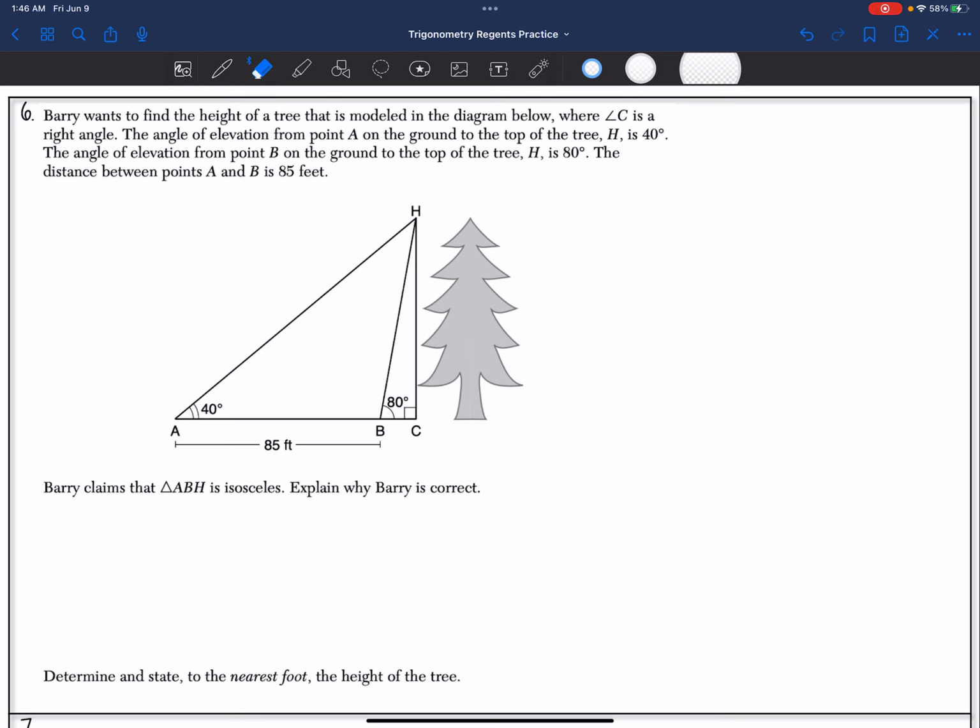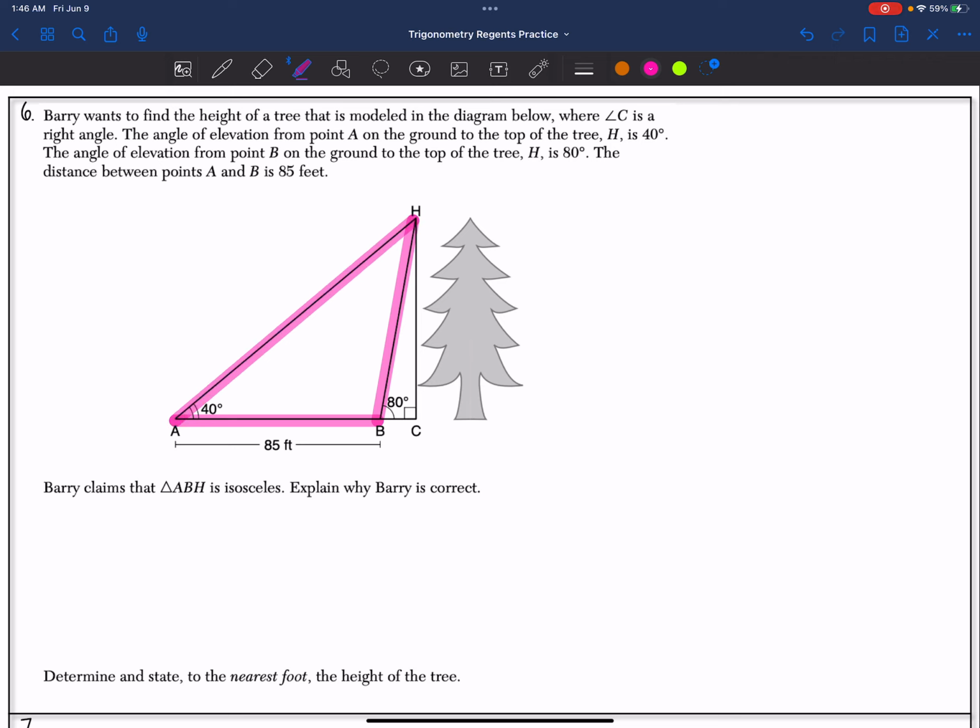So this is a lot of hoopla. However, they gave us a nice little diagram, and it helps because we can see what we're talking about. So we have a tree, we have some distance, and Barry claims that triangle ABH is isosceles. So let's locate triangle ABH. So this is triangle ABH.